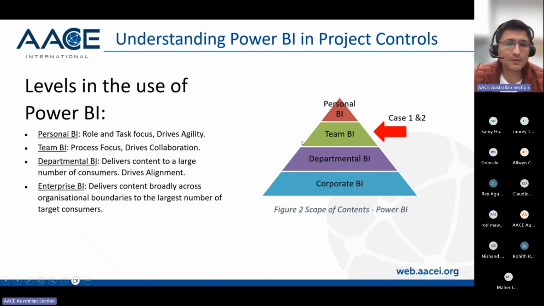The impact of each level will be different, and the personal level will obviously be the least impactful, I would say. It's basically the case in which an individual uses Power BI on their computer and doesn't necessarily share it with anybody else. But it drives automation and agility. The team BI level is more focused on process, and it drives collaboration because you are able to connect to different data sources and share the reports with everybody else.